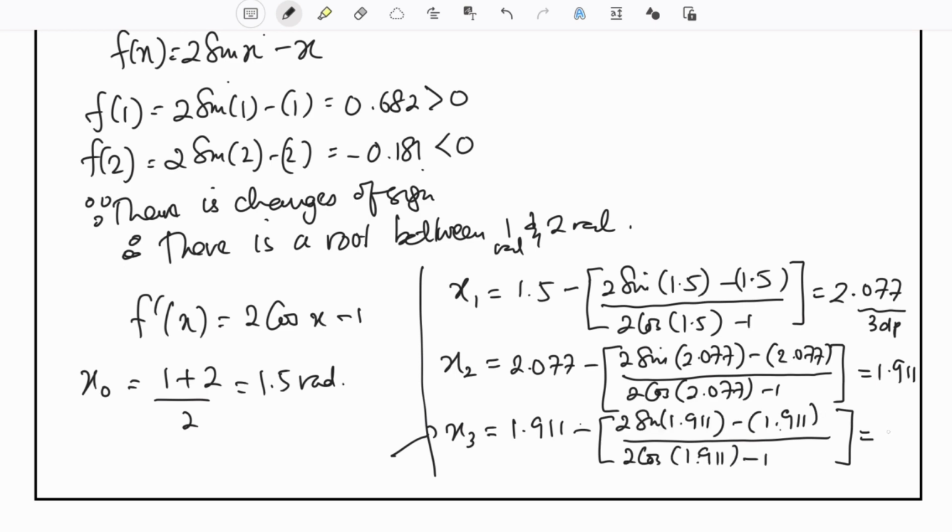So x3 is 1.896. So after 3 substitutions, we do not need to do substitution anymore. So x4, you just press your calculator to get 1.895. So if you look at these two values, if I make it to 2 decimal places, I would get the same value, which is 1.90. Here also will be 1.90 for 2 decimal places. So hence, that's our answer.